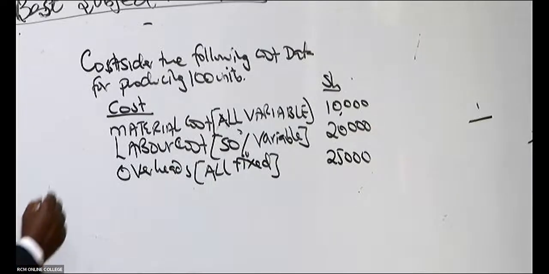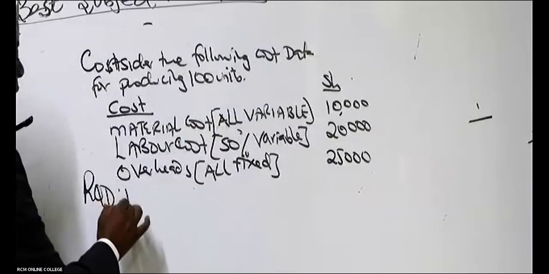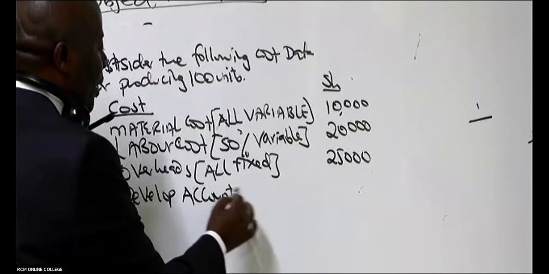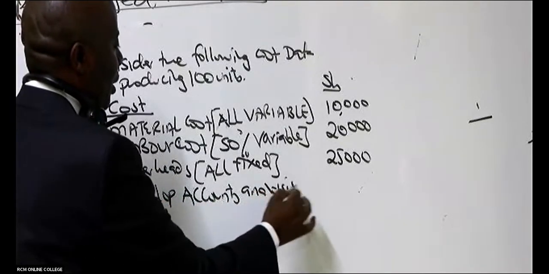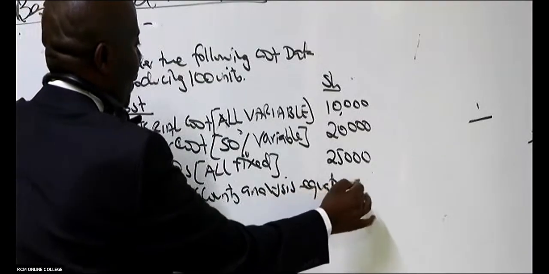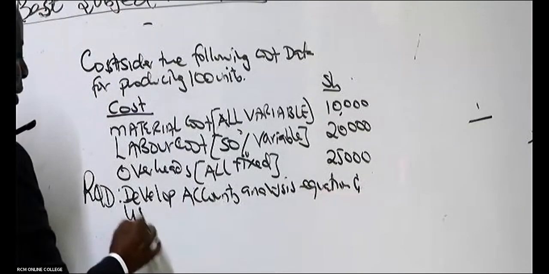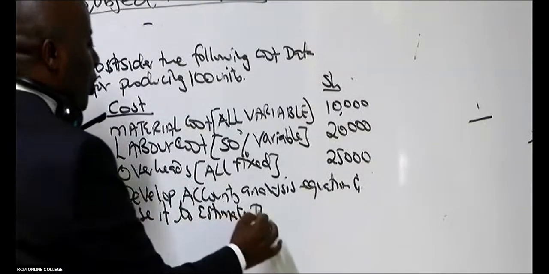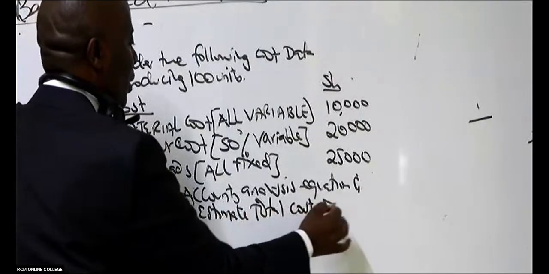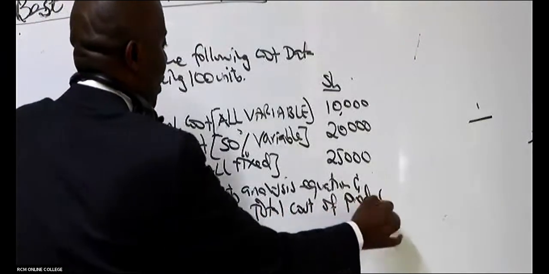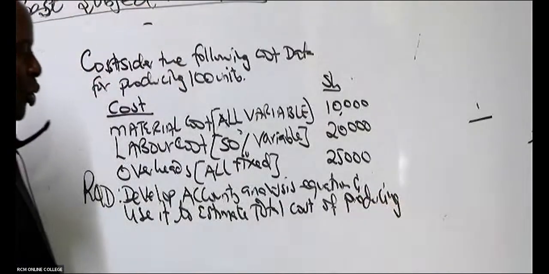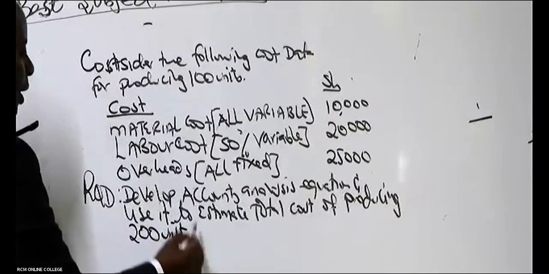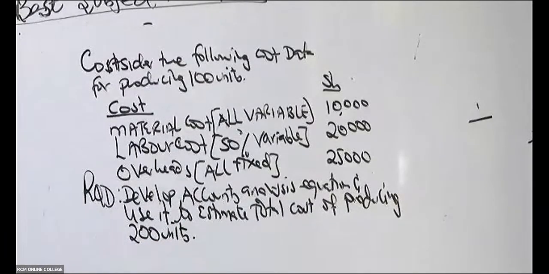So we are required to develop the accounts analysis equation, and use it to estimate the total cost of producing 200 units. Total cost of producing 200 units.